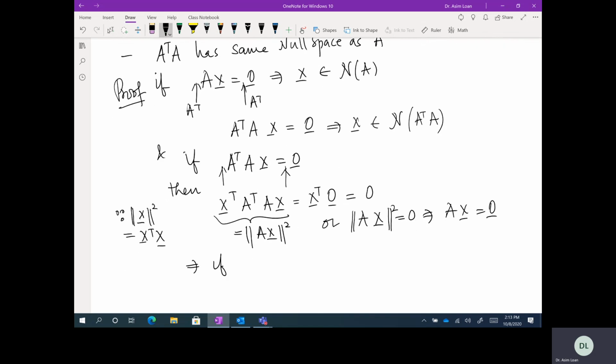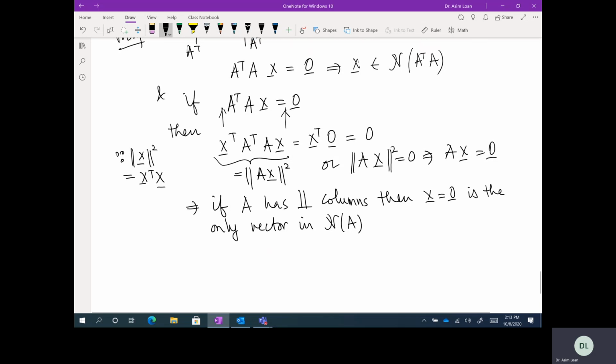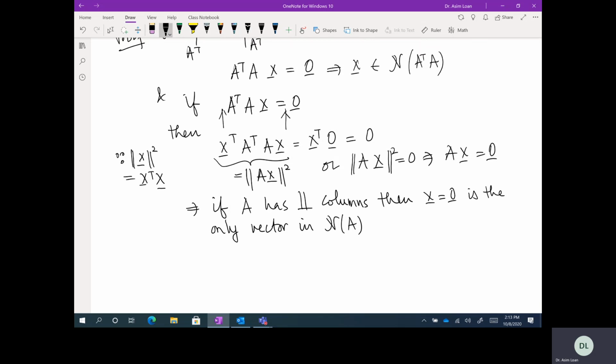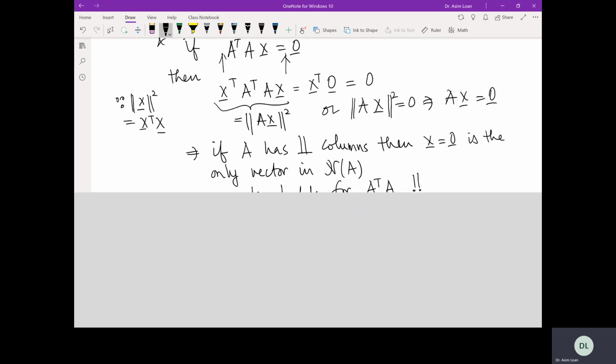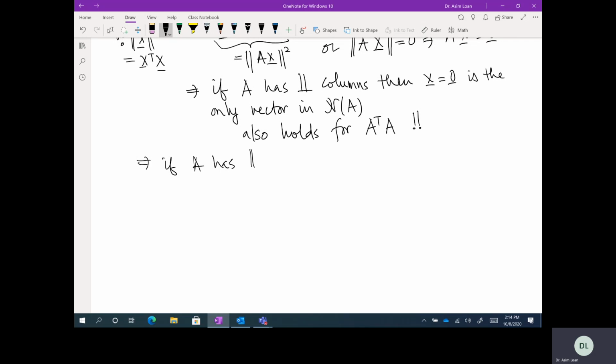So if A has independent columns, then x equals 0 is the only vector in the null space of A. This also holds for A transpose A. So if A has independent columns, then A transpose A is square.